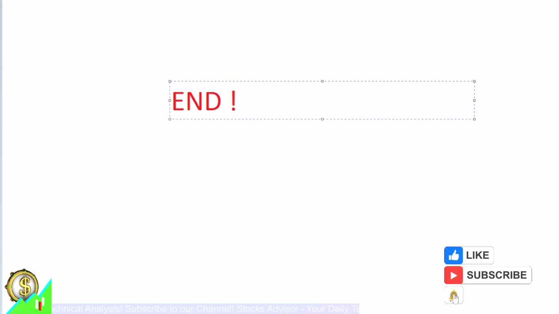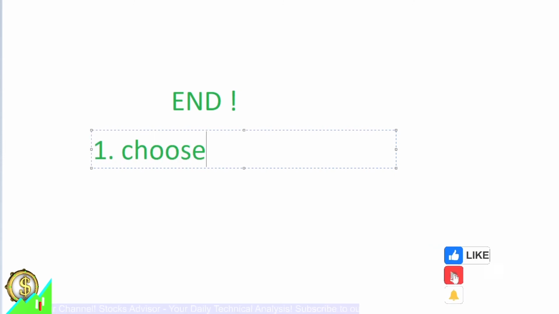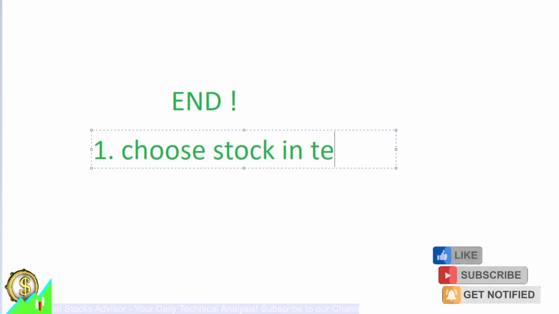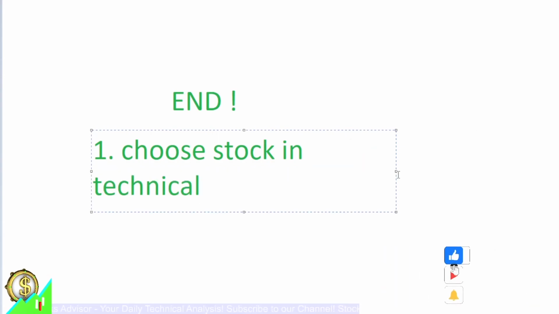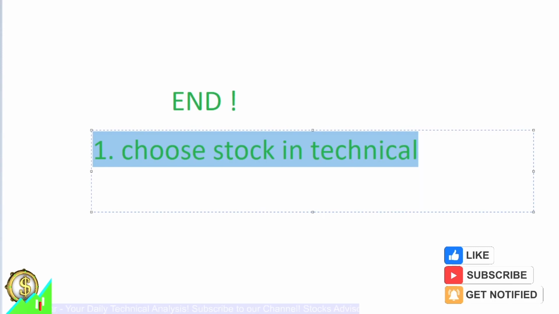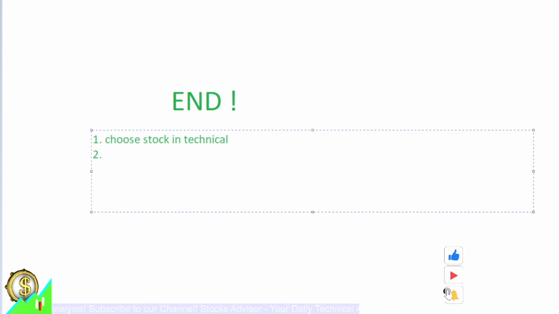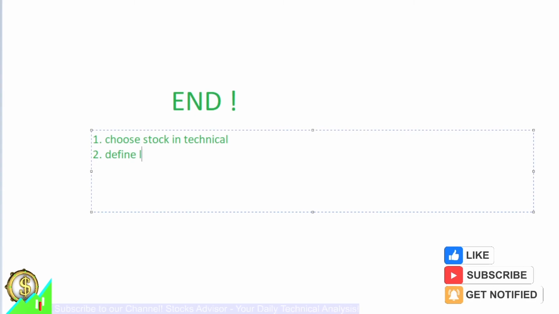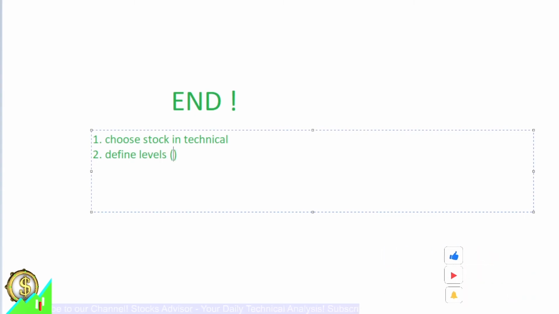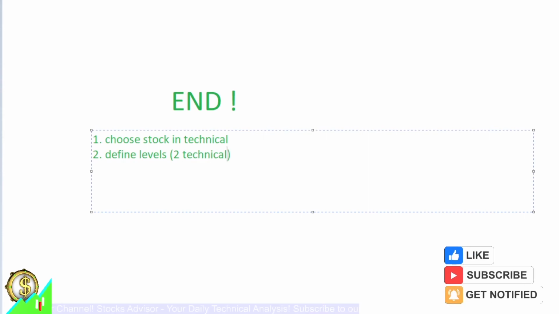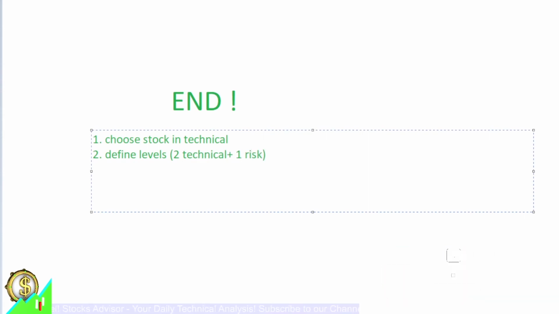That's the end actually. Let's make it green in the color of dollars. So that's how we trade. And again, to conclude, choose your stock, which is good technically. Then what we do is define the levels where we want to trade, 2 technical and 1 risk.